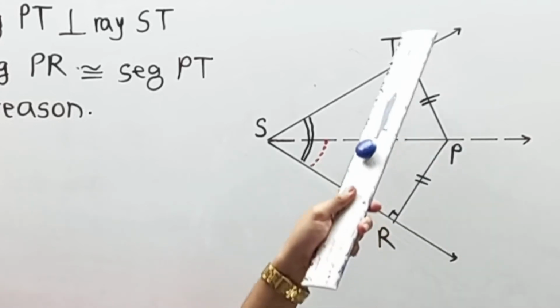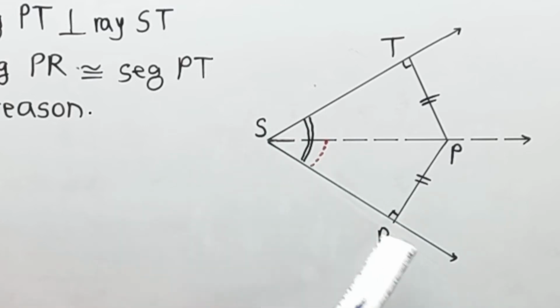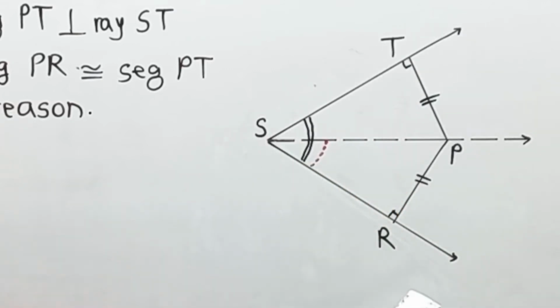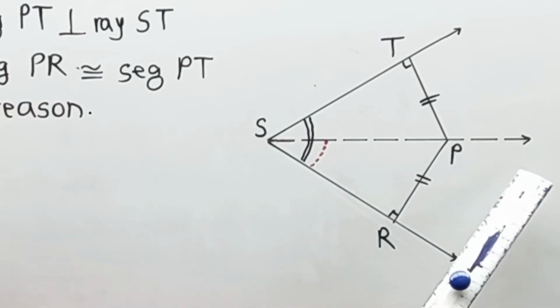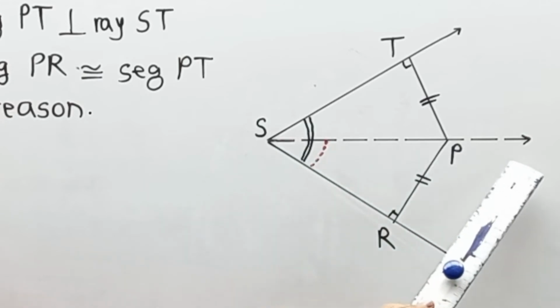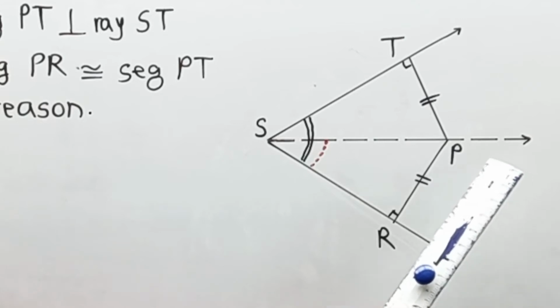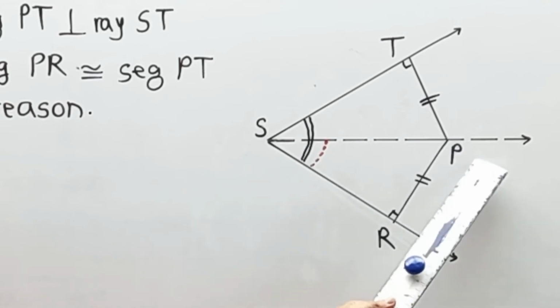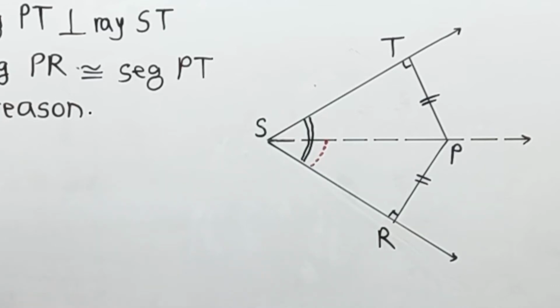They have given PT perpendicular to ray ST. Next, PR perpendicular to ray SR, and naturally point P is equidistant from ray ST and ray SR. Naturally, it lies on an angle bisector, or you can say that ray SP is our angle bisector. If it is the angle bisector, naturally this angle is divided into 2 equal parts. Means RSP is half of total angle TSR, means half of 56.